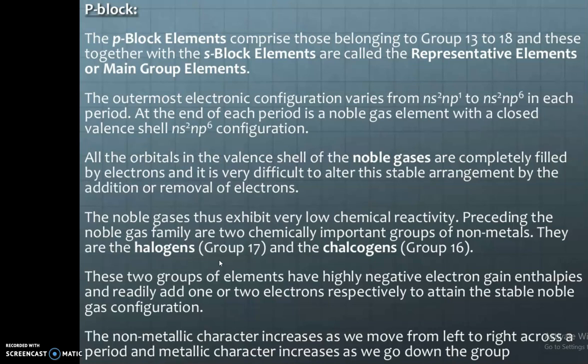What about the p block? In the p block, groups 13 to 18 are there, and they are known as representative elements or main group elements. In the p block, there are metals, non-metals, metalloids, everything. I hope you remember the families: carbon family, nitrogen family, oxygen family, and all those things we have discussed very clearly. You can expect questions from this portion also.